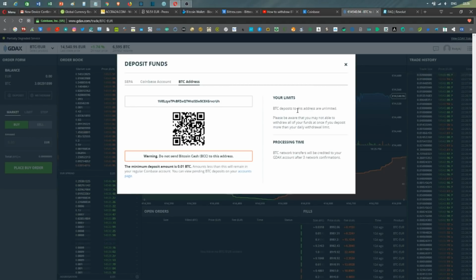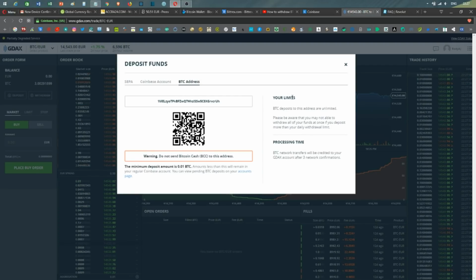into your Gdax wallet. Please be aware that you may not be able to withdraw all of your funds at once if you deposit more than your daily withdrawal limit. I'll come to that in the withdrawal function. When we come to the withdrawal function, processing time: BTC network transfers will be credited to your Gdax account after 3 network confirmations. So obviously after 3 confirmations you'll be getting your funds in the wallet, and you'll be seeing them. Of course, after the 3rd confirmation, they will appear in your balance.